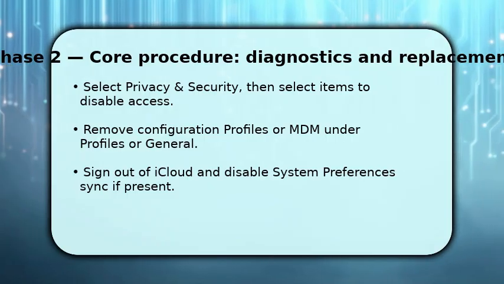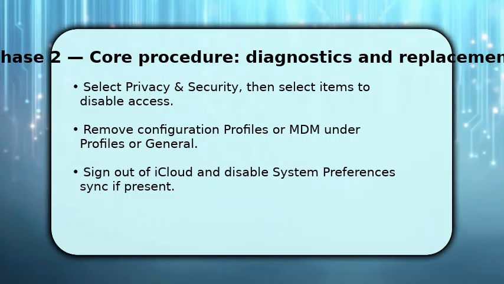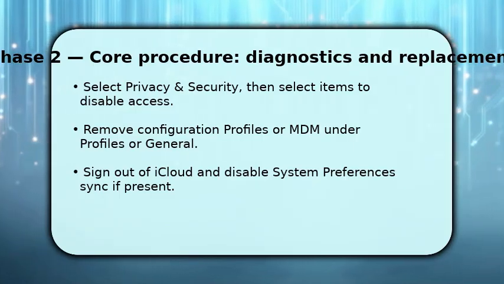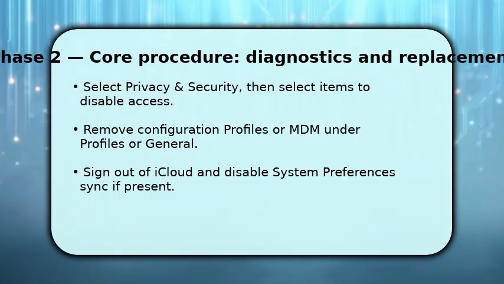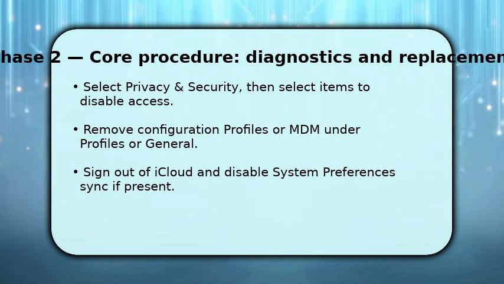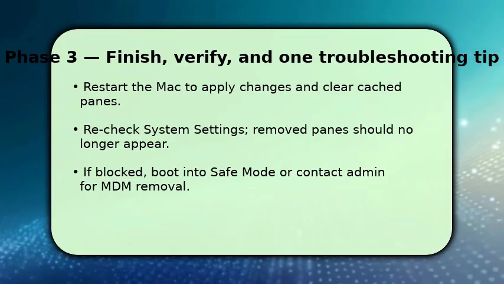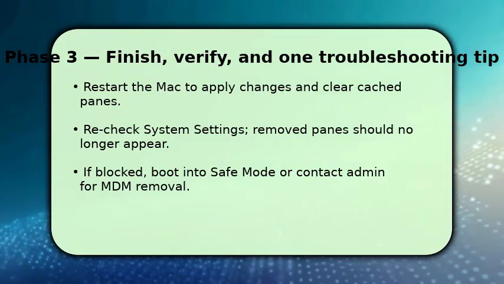Make sure to sign out of iCloud or turn off Settings Sync if System Settings syncs across devices. This prevents the panes from returning. Take these steps deliberately because they change system control and behavior. Finish by restarting your Mac so changes take effect and cached preference panes are cleared.